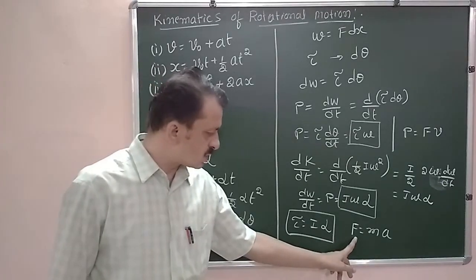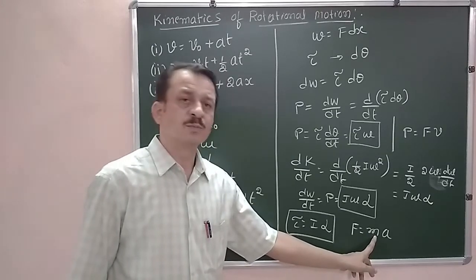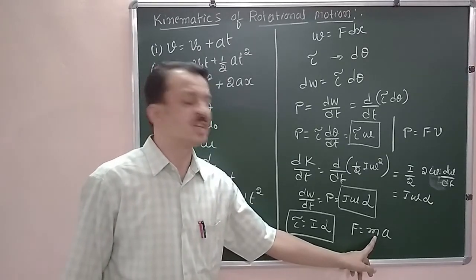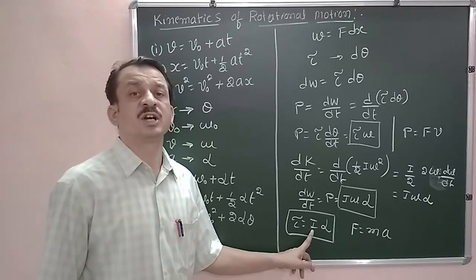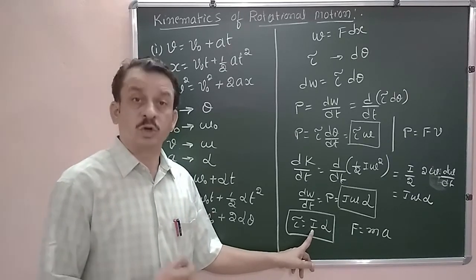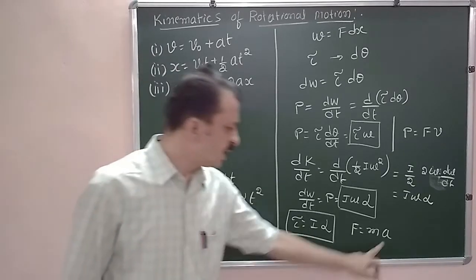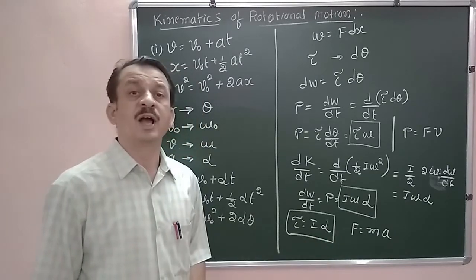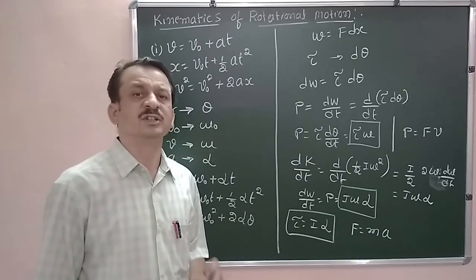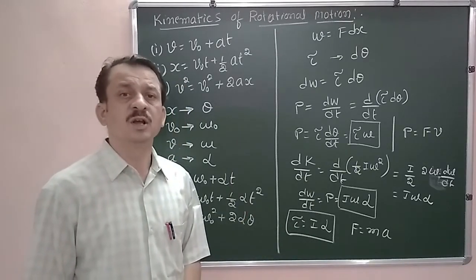Here force is compared with the torque, and mass in linear motion, which is a measure of inertia, is compared with I, the moment of inertia, which is a measure of rotational inertia. And we have linear acceleration, now we have angular acceleration. Now this is the dynamics of rotational motion.